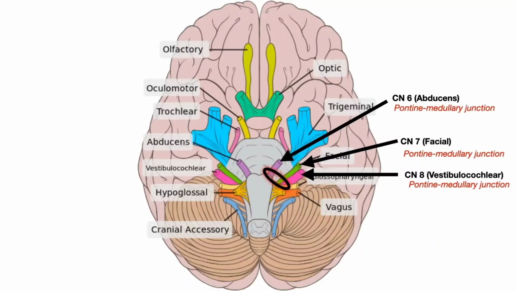These three nerves arise from the pontine medullary junction. As far as the abducens, cranial nerve 6, is concerned, it is a motor nerve responsible for the lateral rectus muscle, and it arises from the pons, basically at the pontine medullary junction.